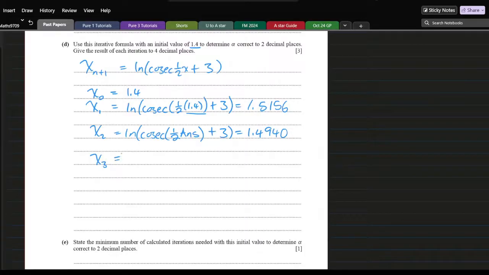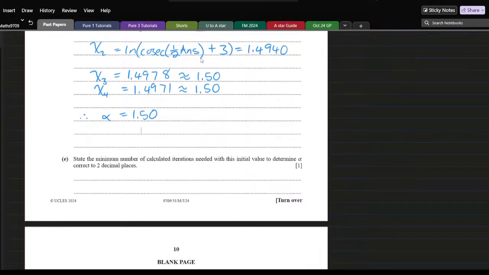Let's move on to the next iteration. Do not change anything on your calculator, simply press equals, and you get the result of our third iteration. So that's 1.4978 correct to 4 decimal places. And then the fourth iteration, press equals, don't change anything else, and you get 1.4971, and we have found our root alpha. So that's 1.50, and so you can conclude that therefore alpha is 1.50, and that's our final answer.